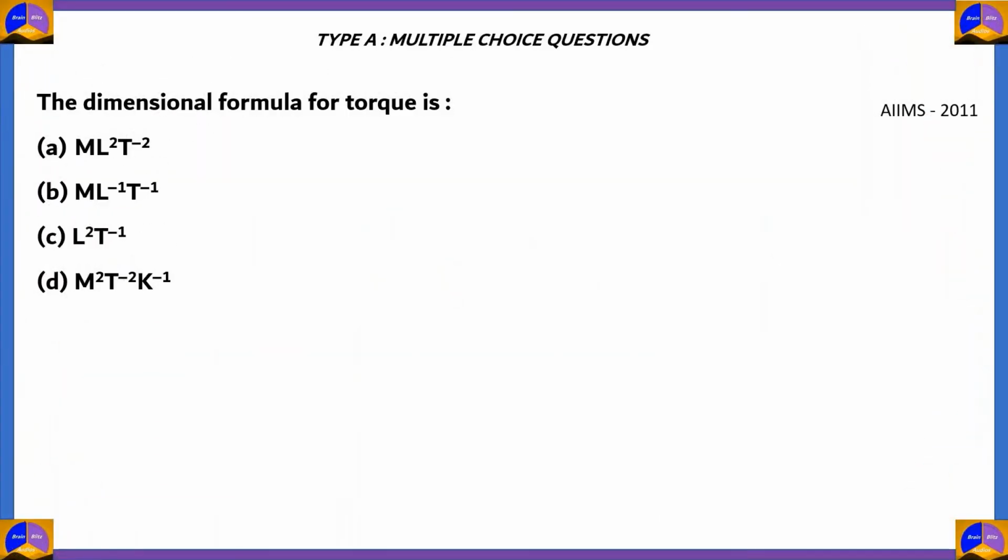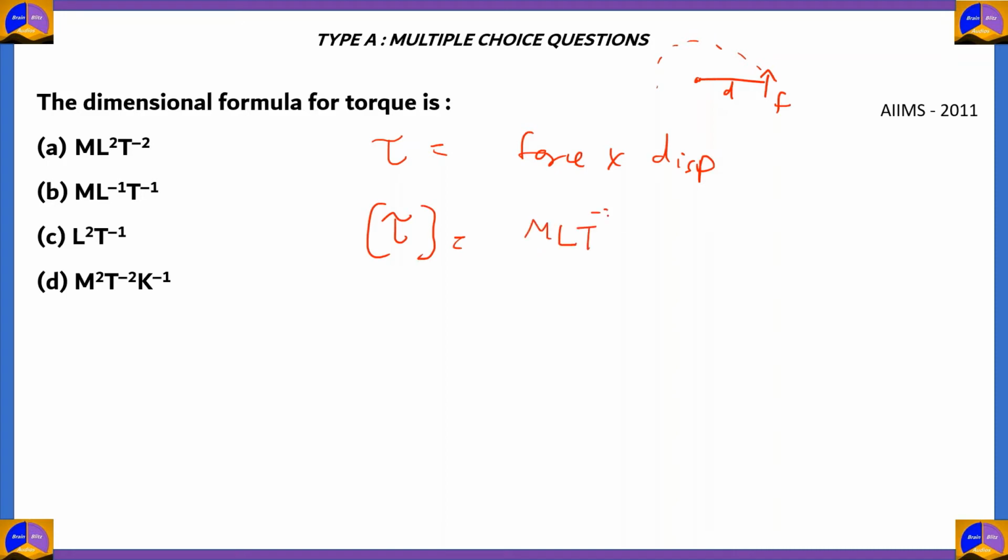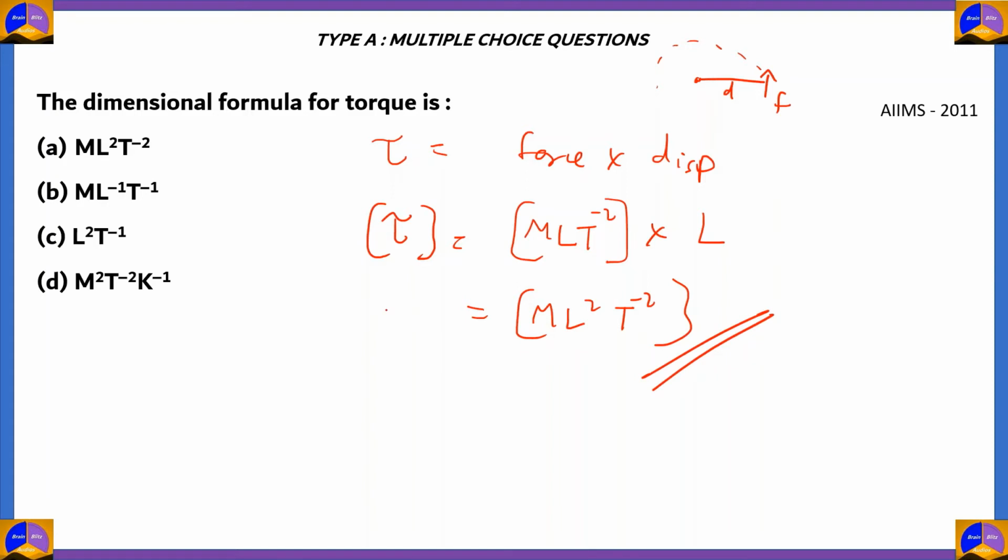The dimensional formula of torque is. Now, what is torque? Torque is force times displacement. So suppose you're giving a force F from a distance d about a point, so it goes in circular motion. So the torque is force times the displacement. And when we write the dimensions, we can write the dimensions of force as m L t power minus 2, mass times acceleration, and displacement is L. So we'll write m L square t power minus 2 as the dimensions of torque, which is option A.